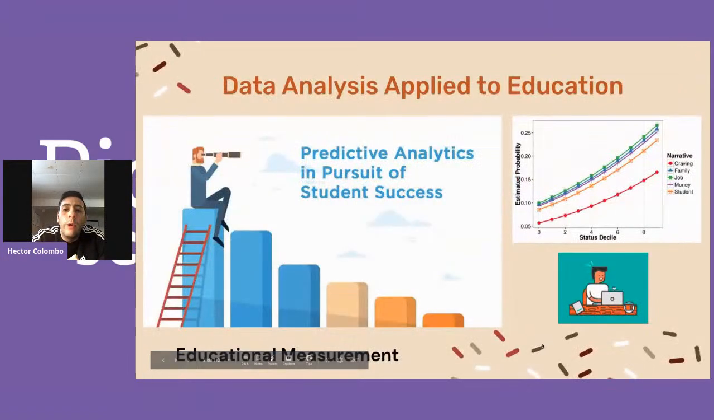In some way, how we can make some predictive analytics in pursuit of student success. That is using, for example, machine learning or using all of the data generated inside the G Suite platform and then making a mix between Excel, BigQuery, or Python, for example, trying to understand and predict the success of the student. This is pretty much my presentation.